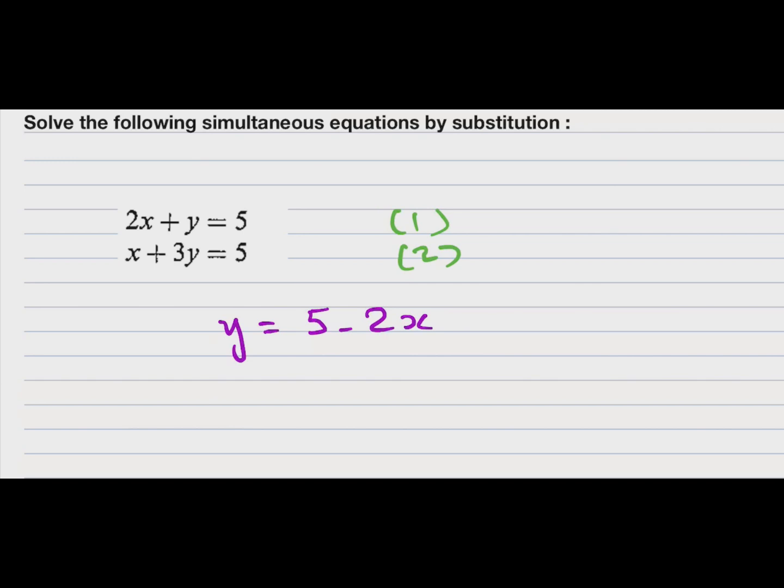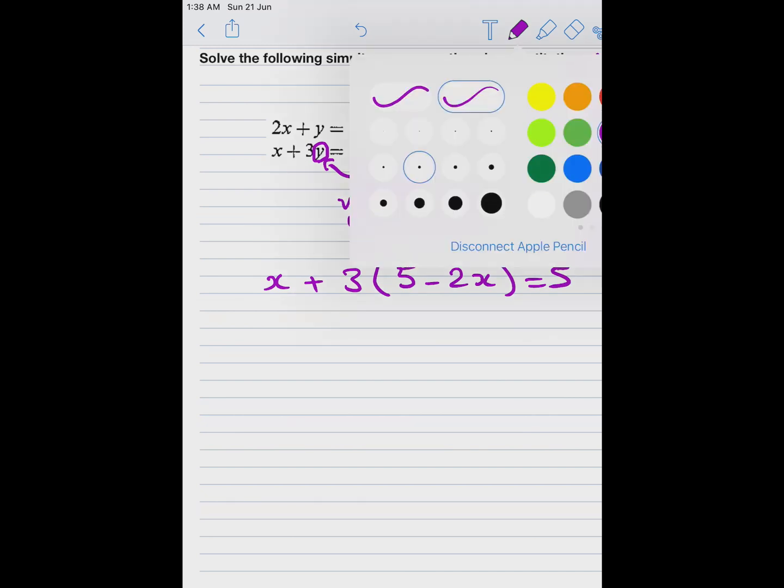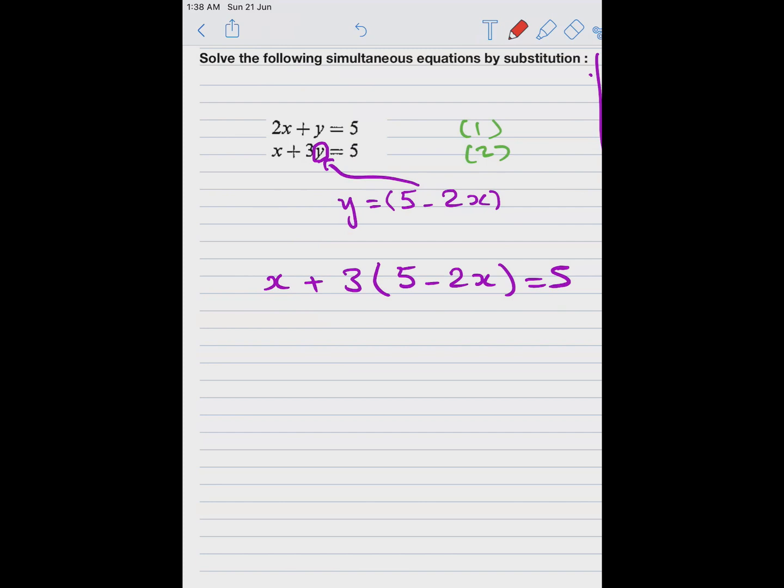Then I take this 5 minus 2x and substitute it instead of the y in the second equation. So I take this y, which equals 5 minus 2x, and put it instead of this y. I have now one equation in one variable, which is x, so I can solve for it. Now let's solve this equation for x. Now it became a linear equation.